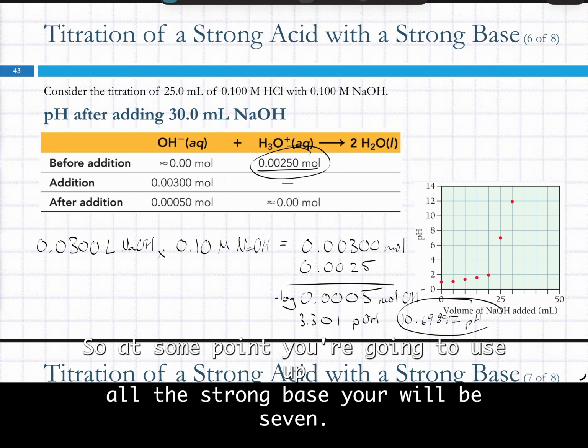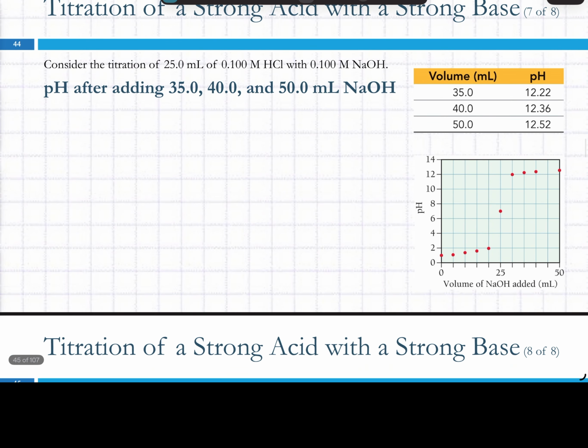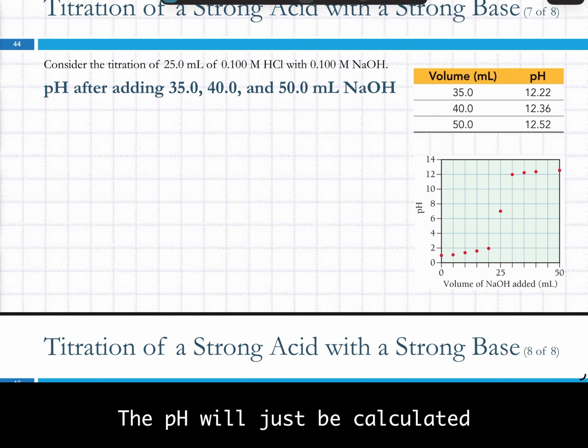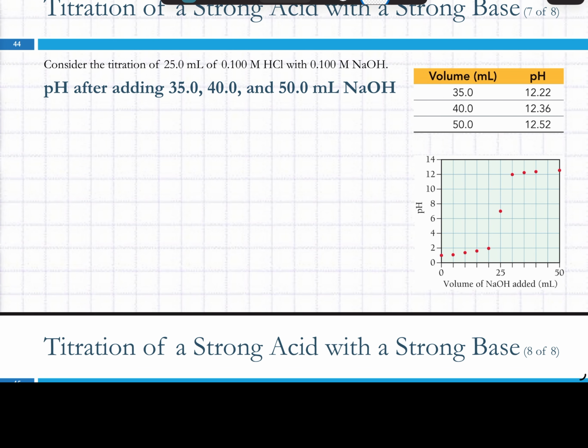So at some point, you're going to use up all the strong base. Your pH will be 7. And then after that, the pH will just be calculated from the pOH, because all of your sodium hydroxide will react with the HCl.